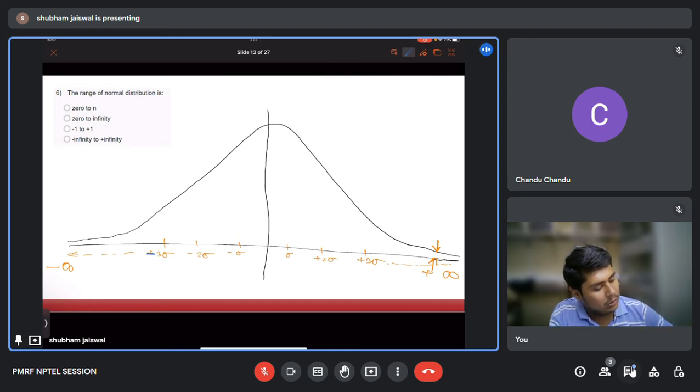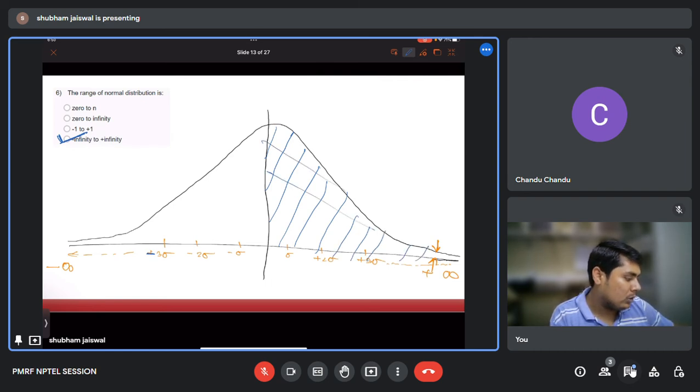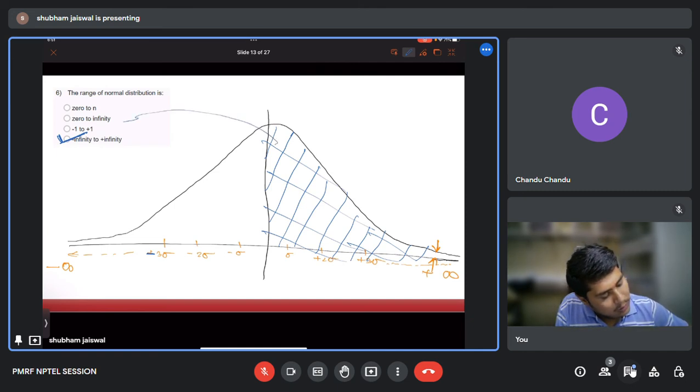So this will be minus infinity to plus infinity. But if we are only considering this much portion, then at that time it will be from 0 to infinity. So this is the range of normal distribution.